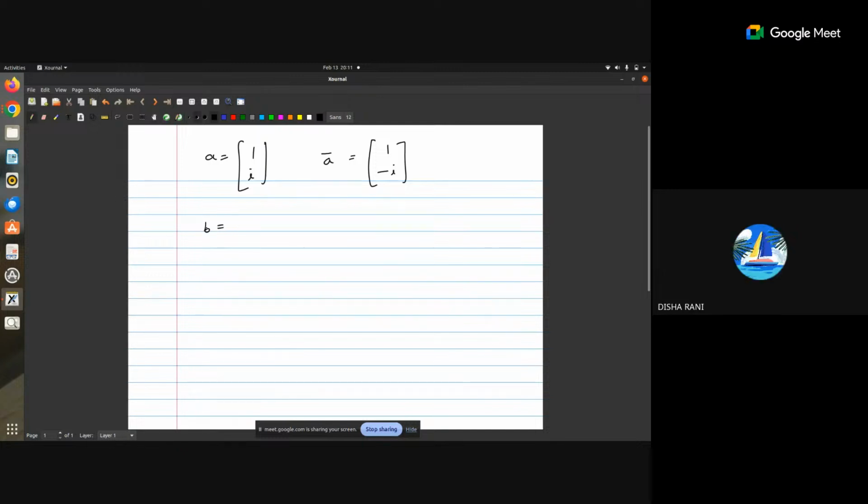Yes, sir. That will give me the conjugate. So this is called the conjugate, or sometimes the complex conjugate, of A. So let us say B is equal to 2 plus i and 3 minus i. What will be the complex conjugate?